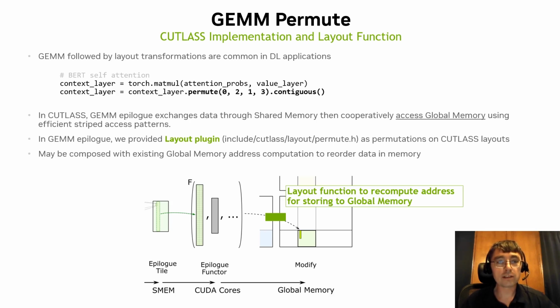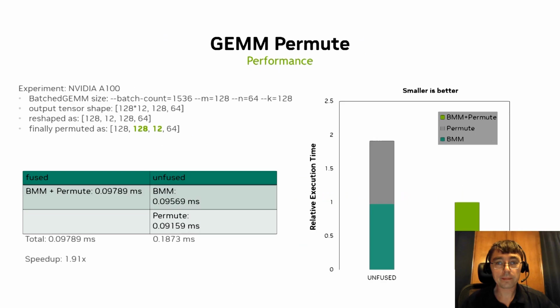CUTLASS 2.10 provides a GEMM with permute function, which applies a user-defined layout to map the logical tensor coordinates of the output tensor to arbitrary positions in global memory. Permutation functions required by this use case correspond to unique layout functions. This simple enhancement can enable the GEMM to store data directly in the desired tensor layout and may be nearly as efficient as the original GEMM if the contiguous dimension is not reordered.